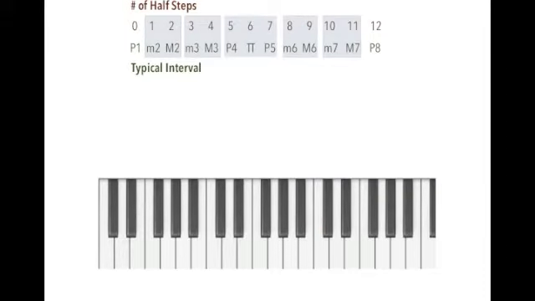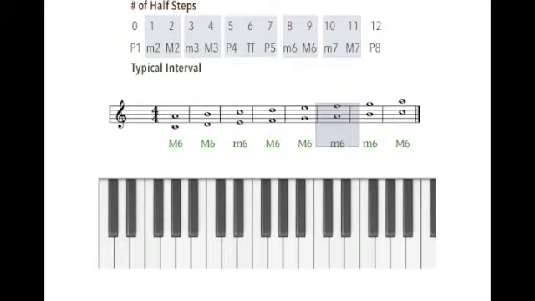And let's do this with a sixth. Let's take it from A to F. So again, we count 1, 2, 3, 4, 5, 6, 7, and 8. There are 8 half steps between A and F, and therefore our sixth is a minor sixth. The quality is minor.